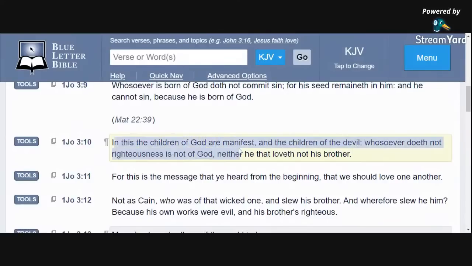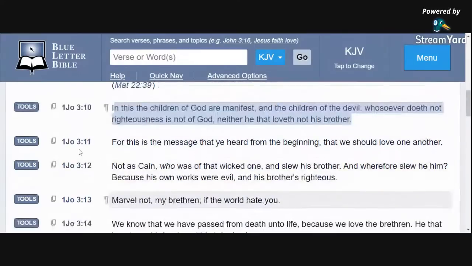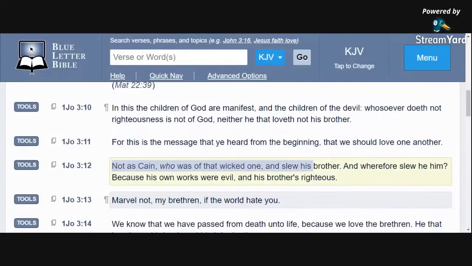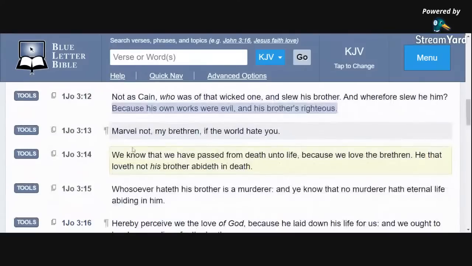In this the children of the Most High are manifest, and the children of the devil. Whosoever doeth not righteousness is not of the Most High, neither he that loveth not his brother. For this is the message that ye have heard from the beginning, that we should love one another. Not as Cain, who was of that wicked one, and slew his brother. And wherefore slew he him? Why did he kill him? Because his own works were evil, and his brother's righteous.